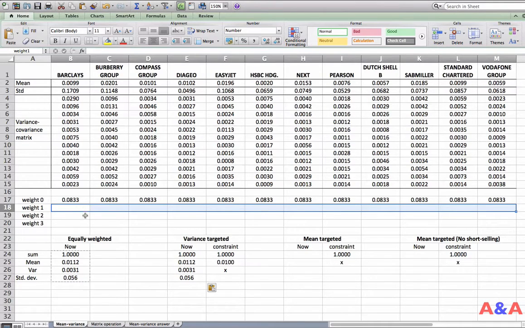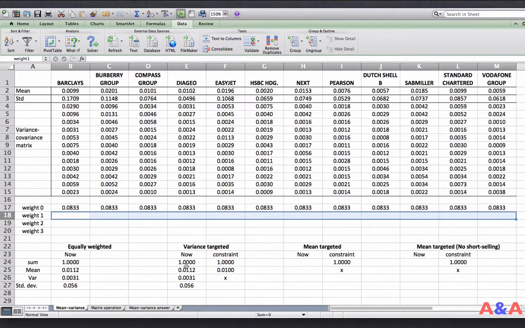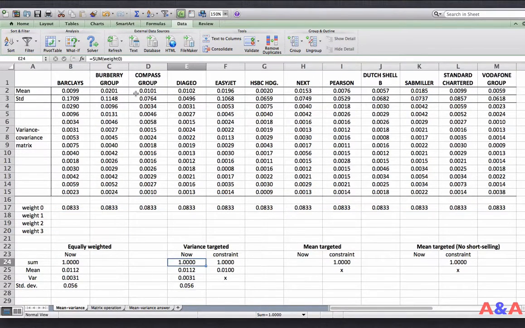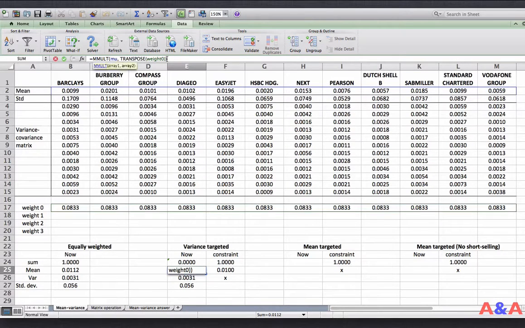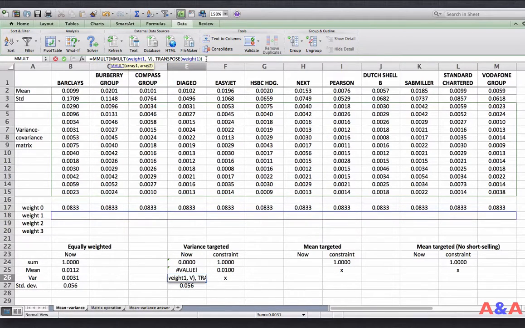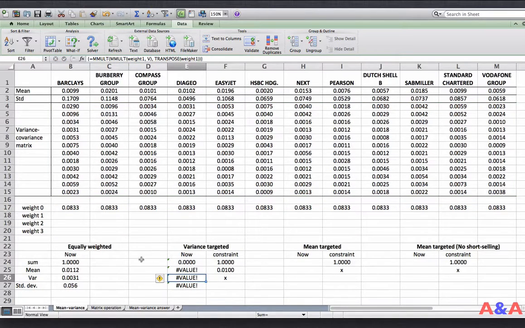So let me call this region weight 1. Now, this region is now called weight 1. And accordingly, let me change the name of the weights used in these functions from weight 0 to weight 1. And don't forget to press Ctrl Shift Enter, not just Enter, whenever you use a matrix function. Now it says no values because the weight 1 is still blank.